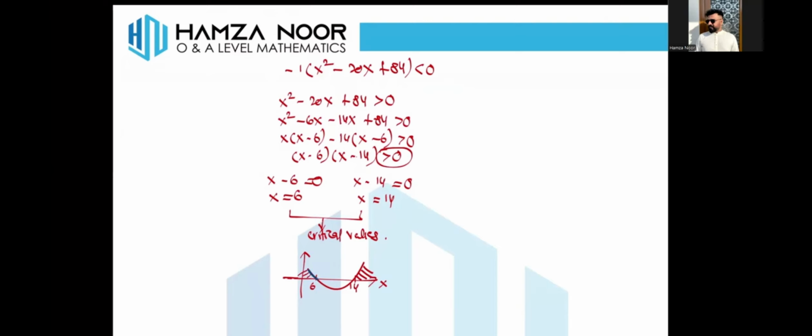So I'm going to mark this part of the graph with blue pen. So according to our shading, marking, observation, the solution of this particular quadratic inequality is that x is below 6, comma x is above 14. x is less than 6, comma x is greater than 14.